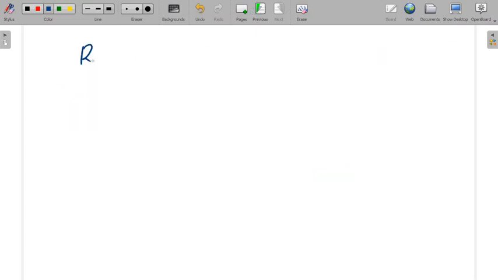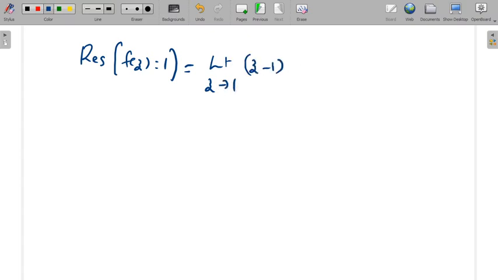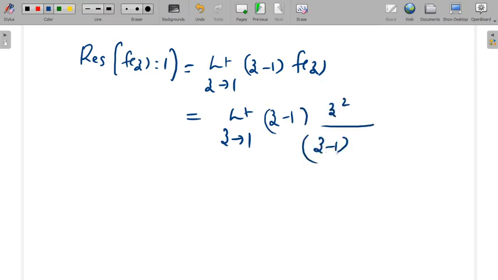So residue of f of z at 1 equal to, being a simple pole, you can write limit z tends to 1, z minus 1 into f of z, which is equal to limit z tends to 1, z minus 1 into z square by z minus 1 into z minus 2 the whole square. So z minus 1 cancels, and giving z the value 1, we get 1 by 1 equal to 1.